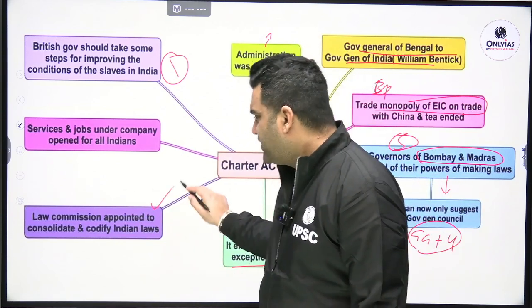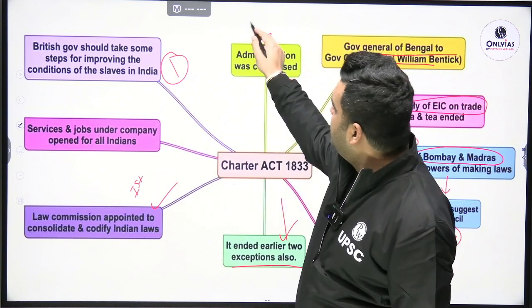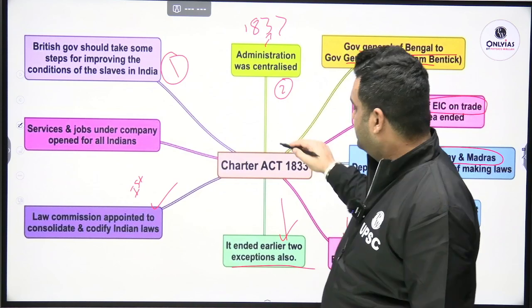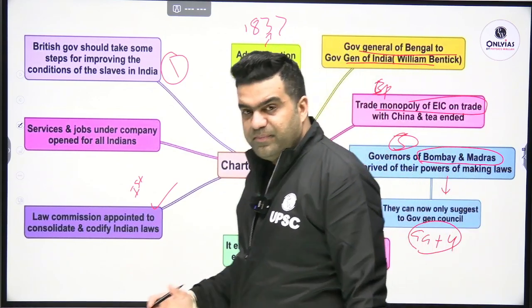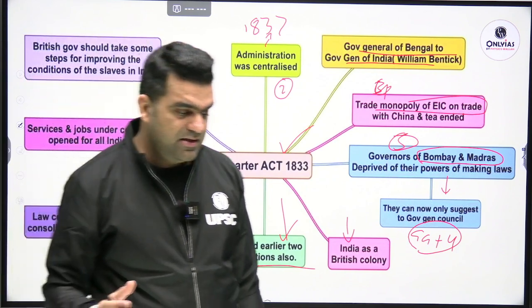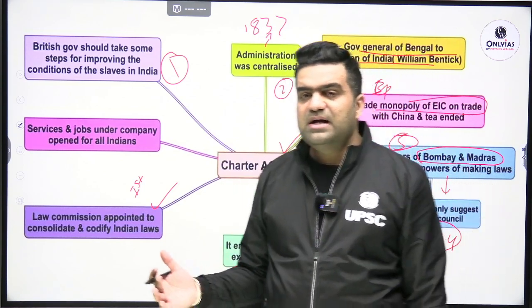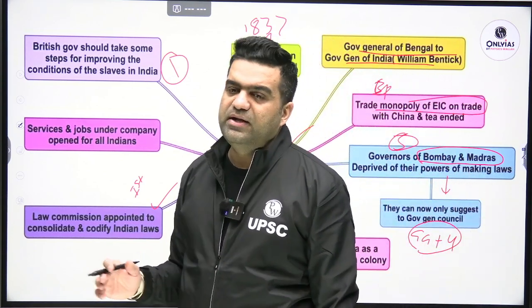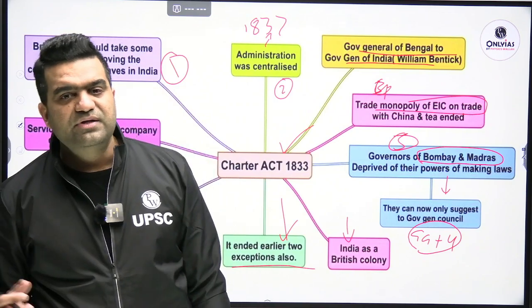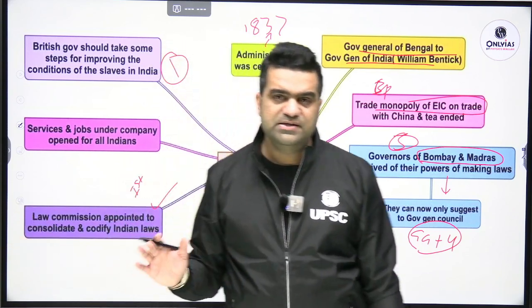Law Commission appointed to consolidate. When was the first Law Commission appointed by the Britishers? 1833. All right. I'm being a little fast. Why? Because these are revision classes and they have to be done in a time bound manner. In the detailed classes, whenever I come up with Indian polity or other areas, we will see the speed and the pace of proceeding would be very slow, right?